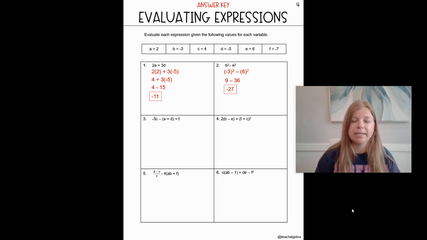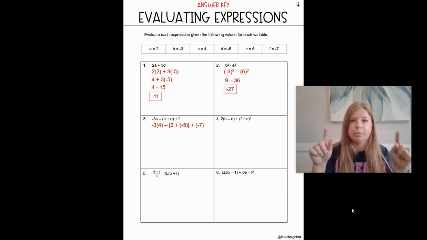Number 3, -3C, so -3 times C, and C is 4, minus the sum, so in parentheses, A plus D. Let's see, A is 2, D is -5, and then outside of the parentheses, plus F, which is -7. So after I substitute my values in, what you can see I also did here is because I had to substitute in a -5 inside of the original parentheses, I did change the outside parentheses to brackets. Brackets are just a rectangular type of parenthesis.